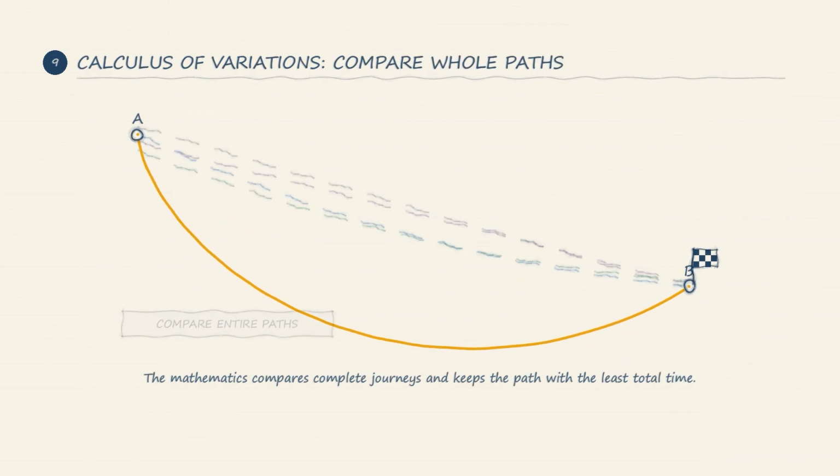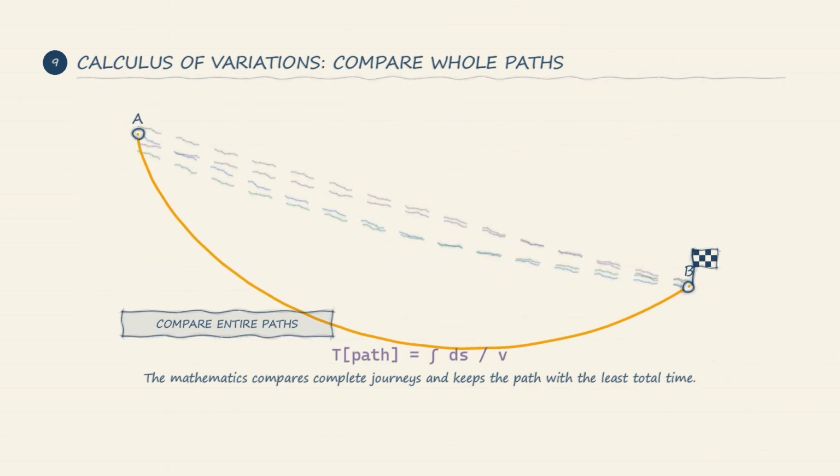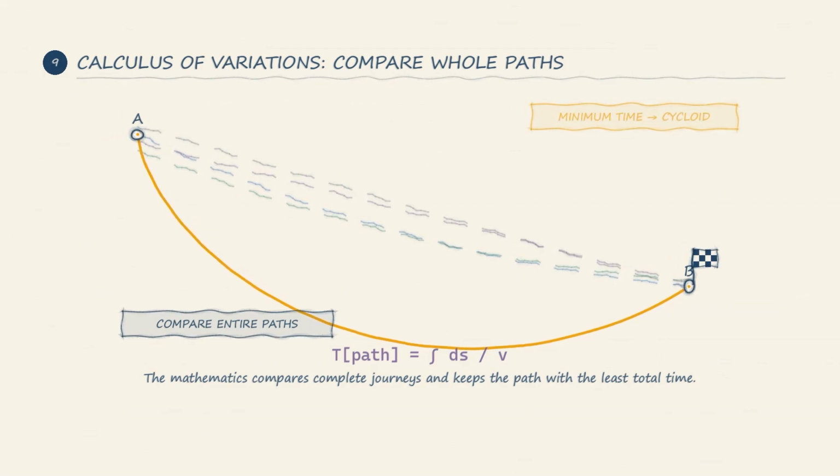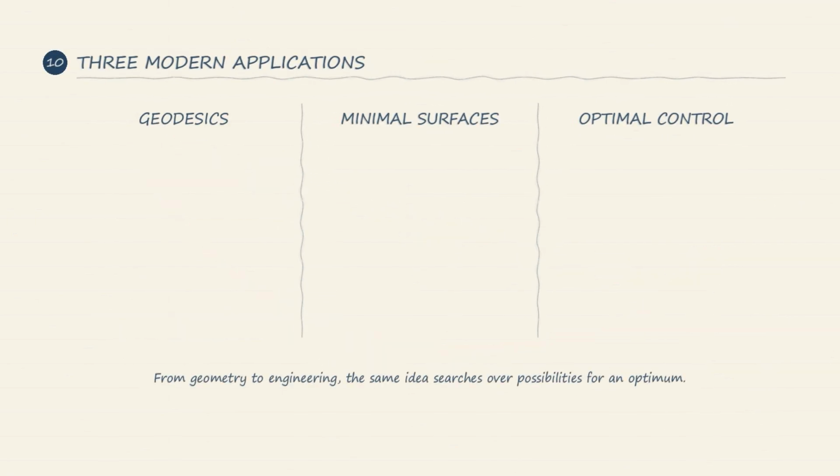Calculus of variations compares entire candidate paths. The quantity minimized is t-path, the integral of ds divided by local speed. The extremal path selected by that comparison is the cycloid.